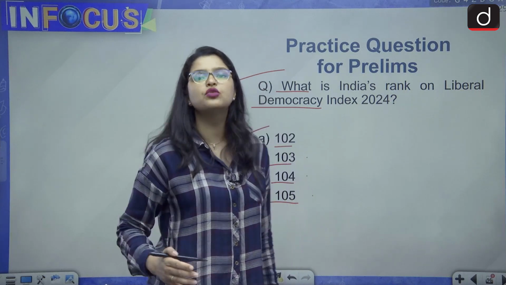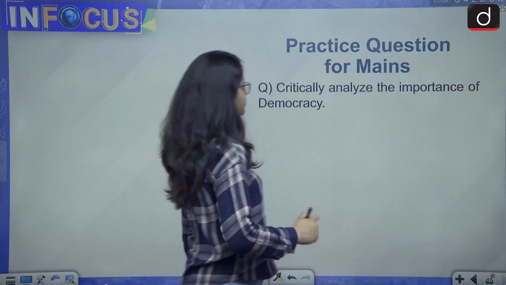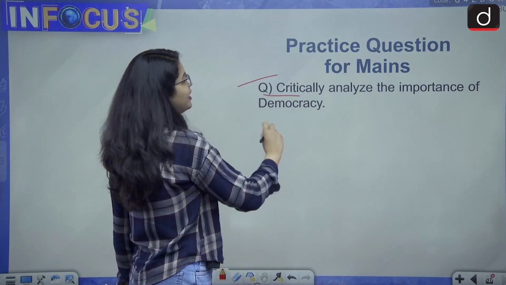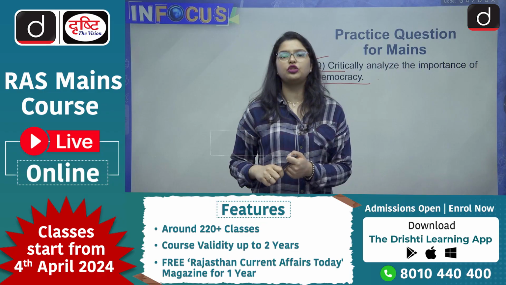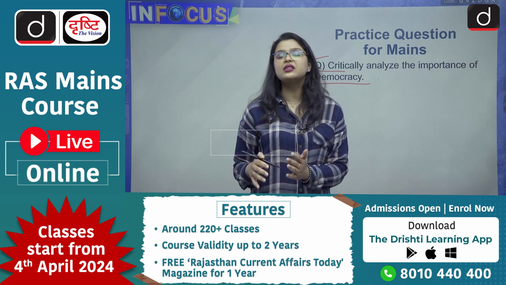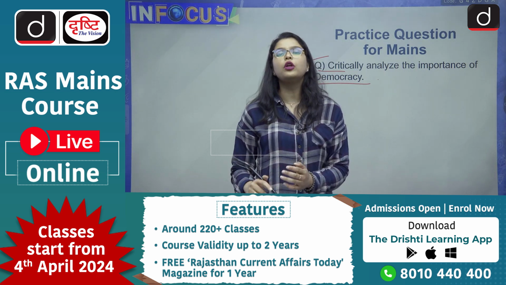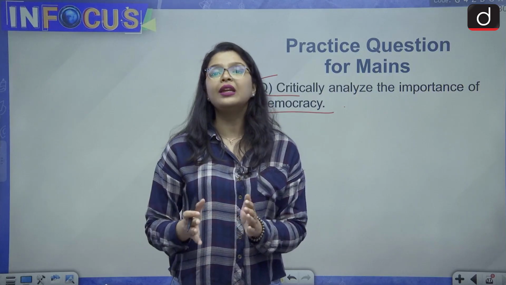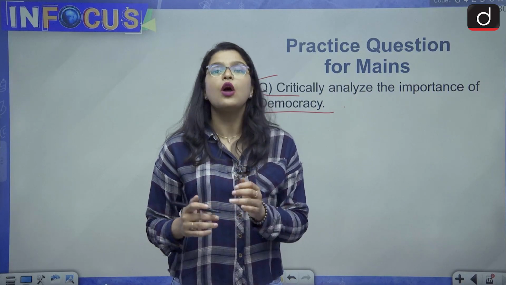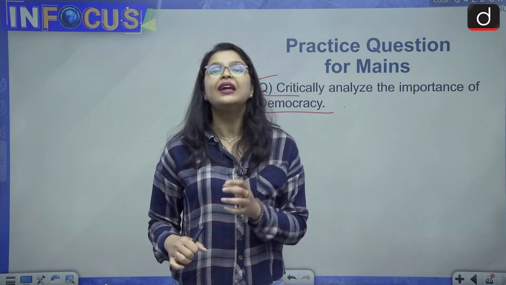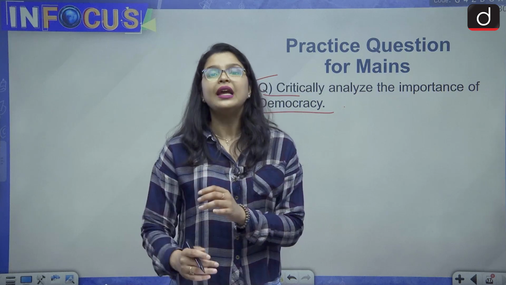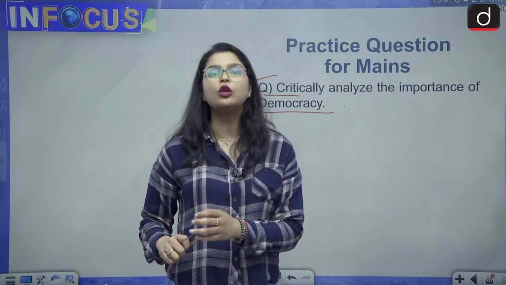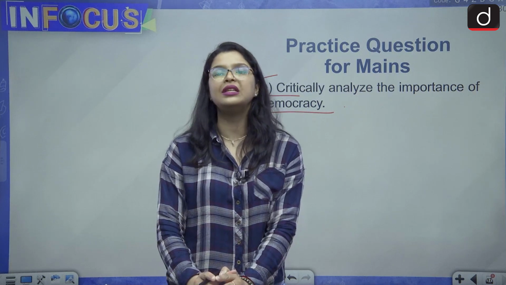Now let us discuss a practice question for your mains examination. So the question is, critically analyze the importance of democracy. So in the introduction, you will write the definition of democracy. Then you will write the characteristics of democracy, and then you will ponder upon the importance of democracy. Why in ancient societies we had autocracies, what were the shortcomings of autocracies, and why it is important for us to save the democratic culture. And you can conclude holistically that yes, democracy is still alive. It might be facing some problems, but we cannot undermine the importance of democracy completely.